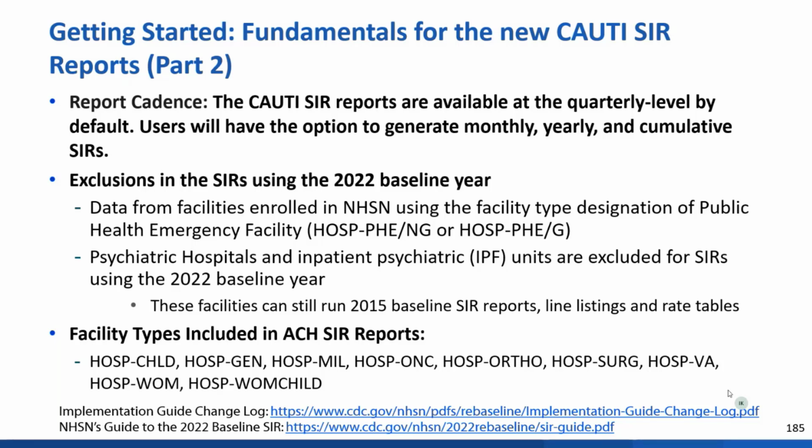It is also important to understand which facility types are included or excluded in the 2022 baseline calculations. Facilities that are enrolled as public health emergency facilities are excluded in the 2022 rebaseline SIR. Also, notably, psychiatric hospitals and inpatient psychiatric units are excluded from the SIR reports calculated using this 2022 baseline. This is a significant change from the 2015 baseline model. However, these facilities are still able to generate the SIRs using the 2015 baseline, as well as access line listings and rate tables if they need more detailed data.